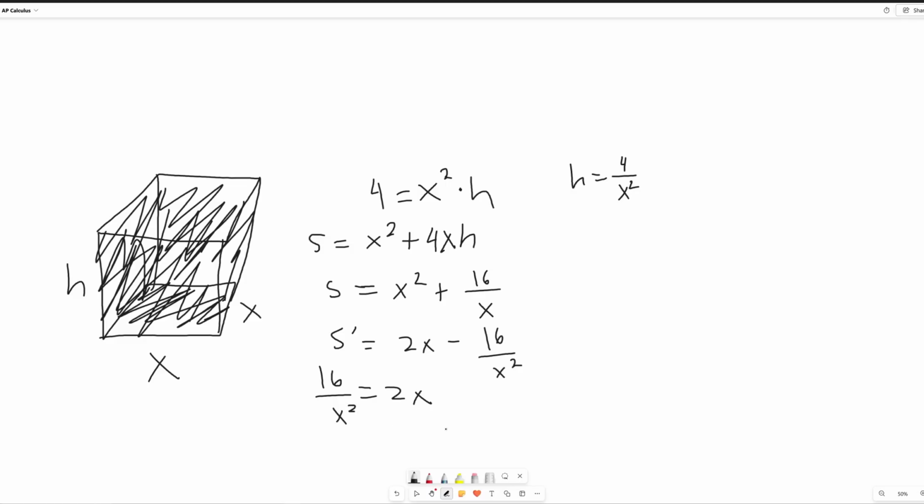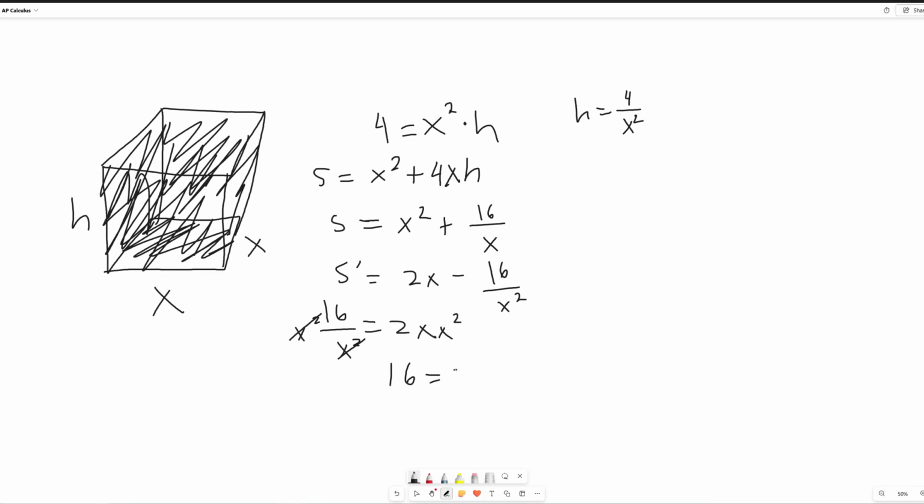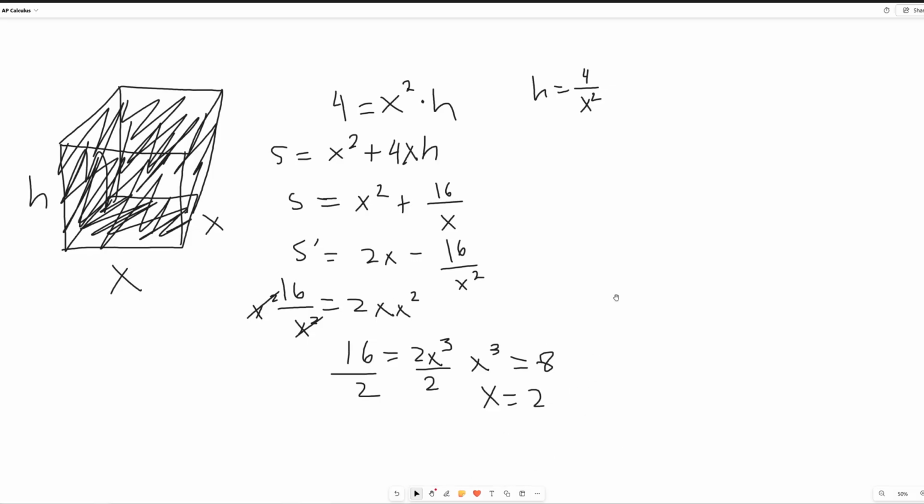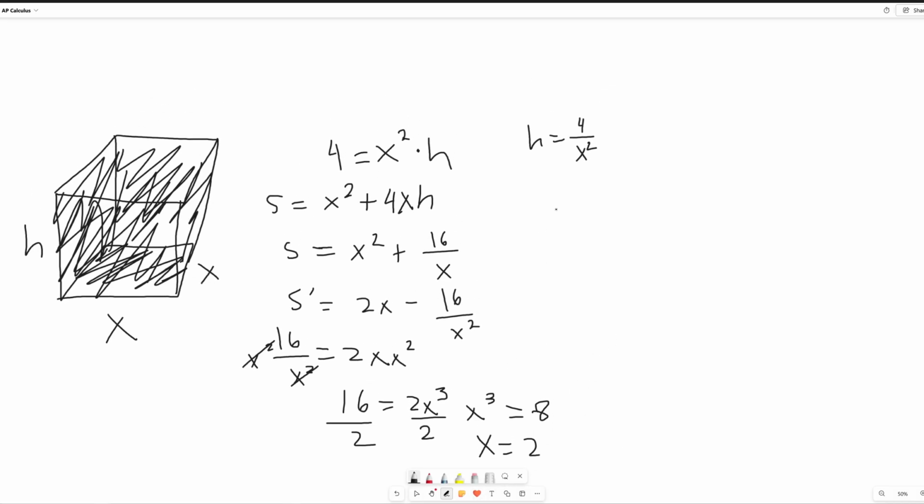So, how are you going to solve for x? Well, times both sides by x squared. 16 equals 2x cubed. Divide both sides by 2. X cubed equals 8. And x cubed equals 8 just means that x equals 2. So, all this math here, just to get that x equals 2. And now we have h equals 4 over x squared. X equals 2, so 4 over 2 squared equals 4 over 4, which is 1.